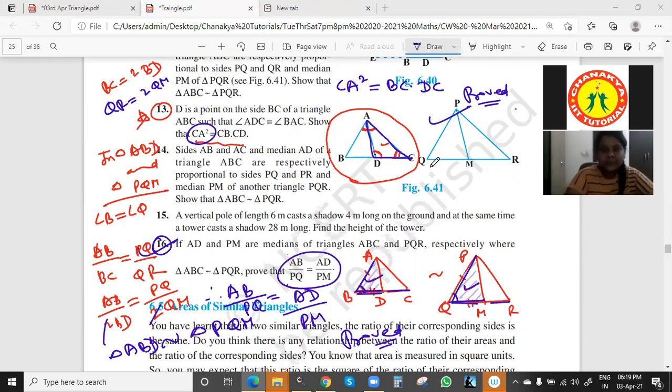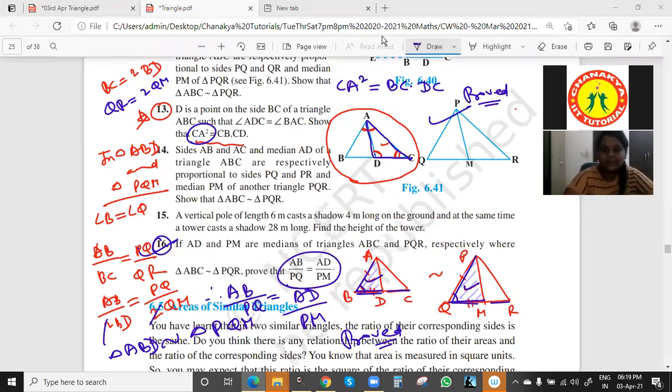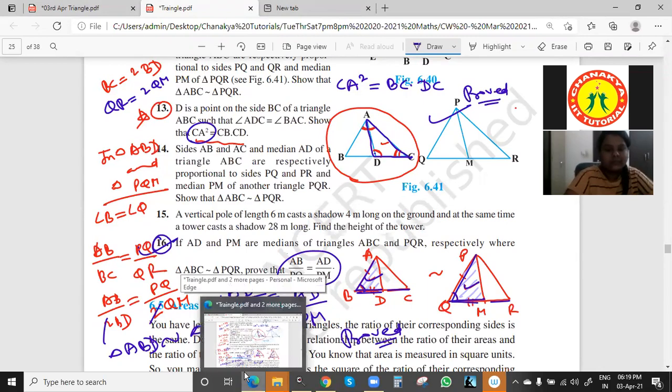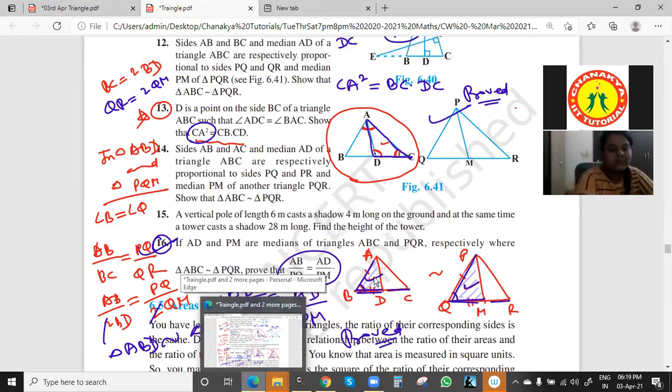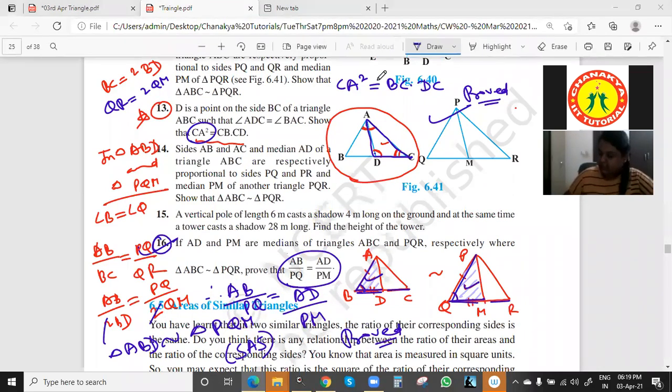Please note the solution in 1 minute, then we'll see the next exercise questions. Small triangles, we can make them similar. What will be the similarity criteria? Side, angle, side. Two sides are having the same ratio, and the angle between them is equal. And by CPST we can write AB by PQ equal to AD by PM, because the sides will be in the same ratio. Side and side, correct.